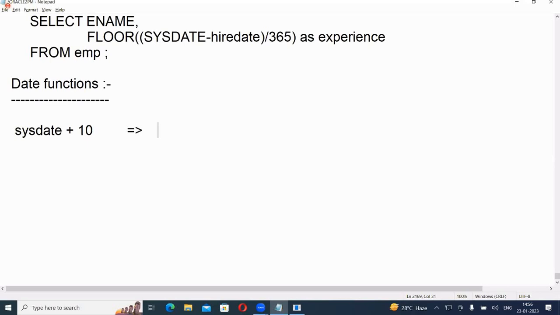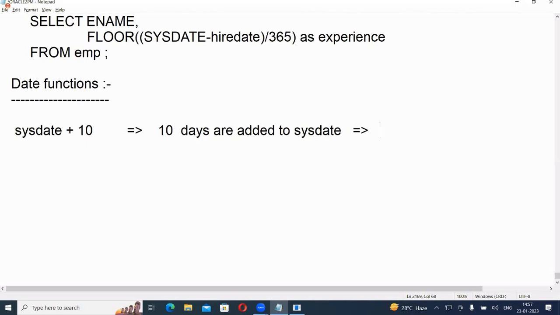Days are, months are, years are. So what is this? 10 days are added to sysdate. It will add 10 days to the system date. After adding 10 days to the system date, what is the date you will get?